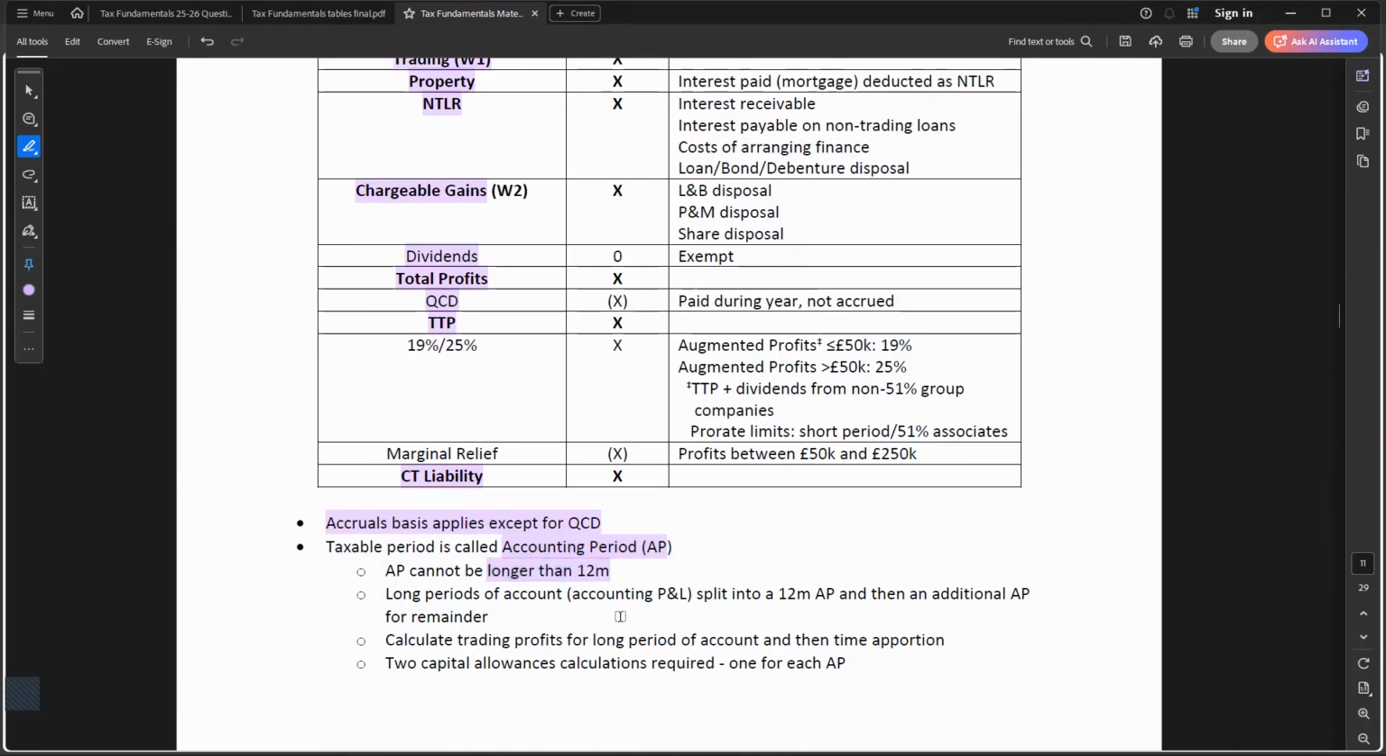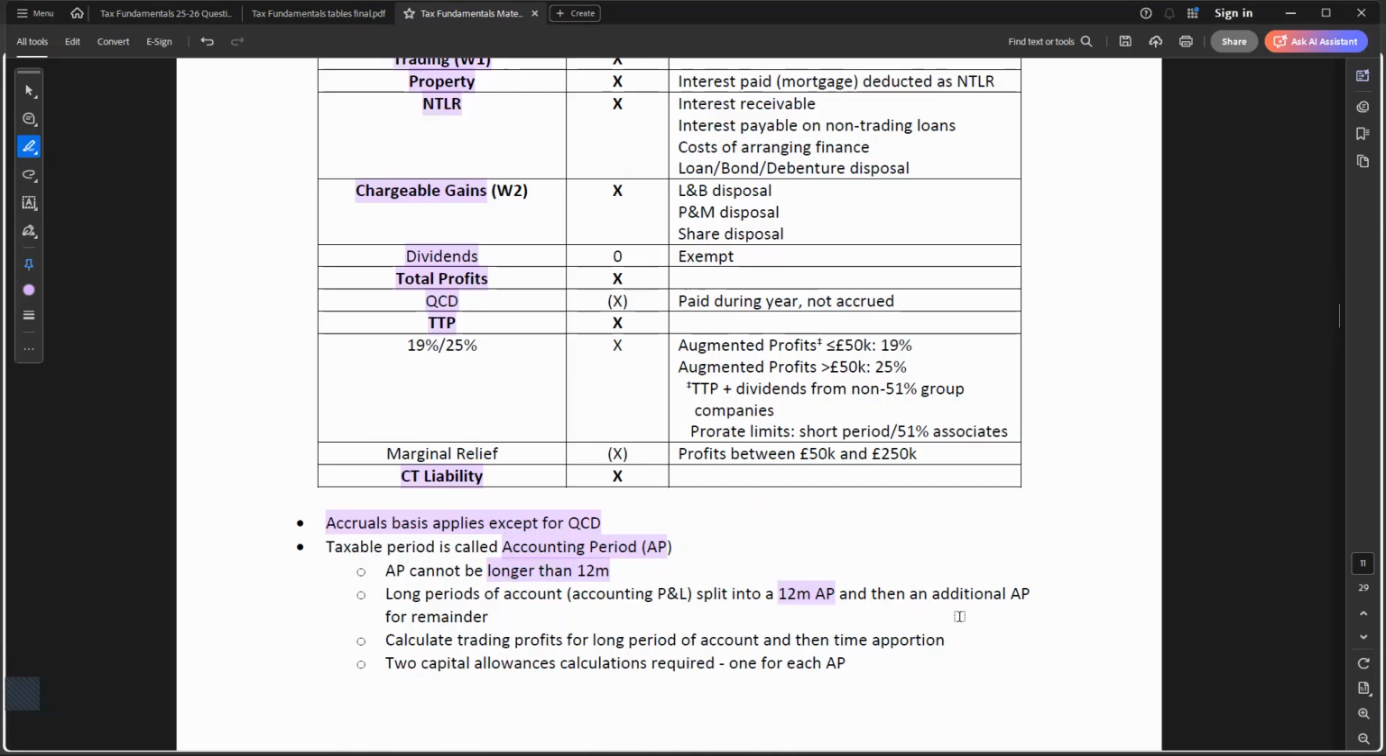So if you have a longer period of account, so an accounting profit and loss account of 18 months, for instance, this would be split up into a 12-month accounting period and then the additional accounting period for the remainder, so a 6-month accounting period. So you'd have two accounting periods, which is the taxable periods, within a period of account for accounts purposes.